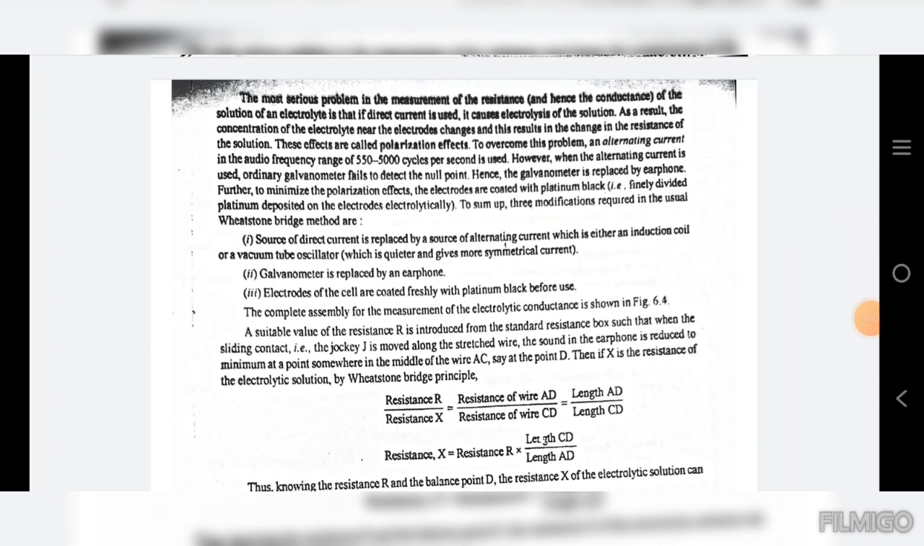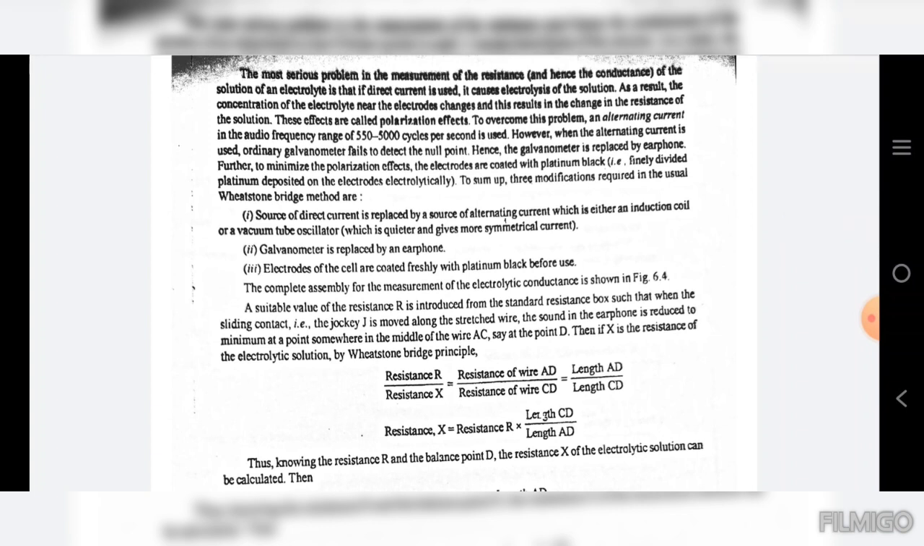The most serious problem in the measurement of the resistance and hence the conductance of the solution of an electrolyte is that if direct current is used, it causes electrolysis of the solution. As a result, the concentration of the electrolyte near the electrodes changes and this results in the change in the resistance of the solution. These effects are called polarization effects. To overcome this problem, an alternating current in the audio frequency range of 550 to 5000 cycles per second is used. However, when the alternating current is used, an ordinary galvanometer fails to detect the null point. Hence, the galvanometer is replaced by an earphone.